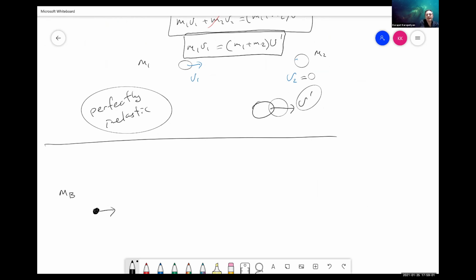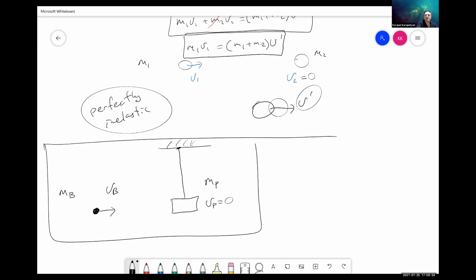Let's say now this guy here is moving with some velocity. So this is going to be VB, the initial velocity of the bullet. And then we have a pendulum. The pendulum is basically going to be an object 2 like this, but object 2 is actually connected to some pivot point. Let me put MP for the pendulum mass, and it is going to be at rest. VP equals 0. So this is my system before collision.